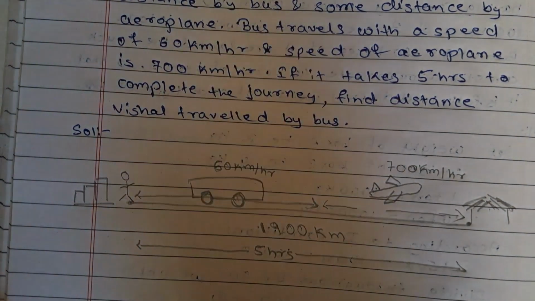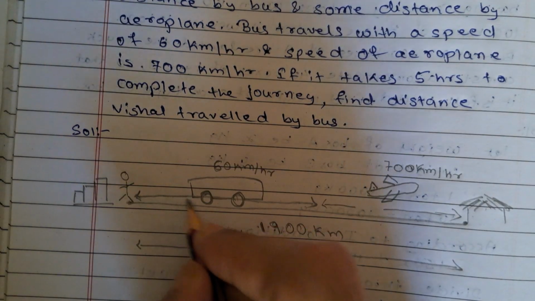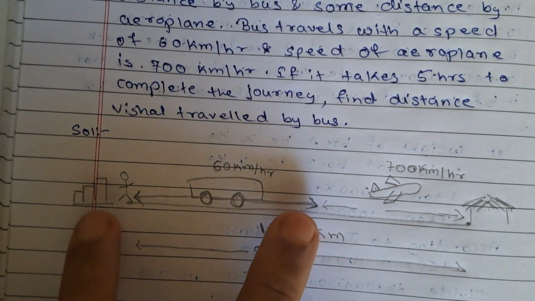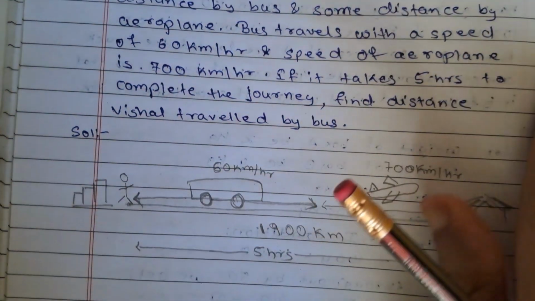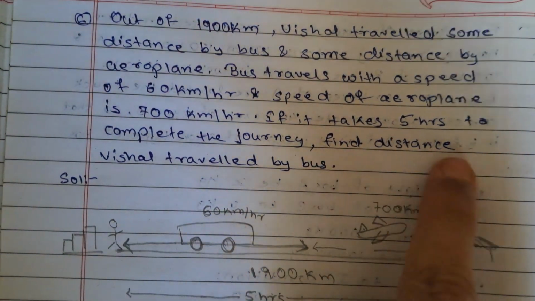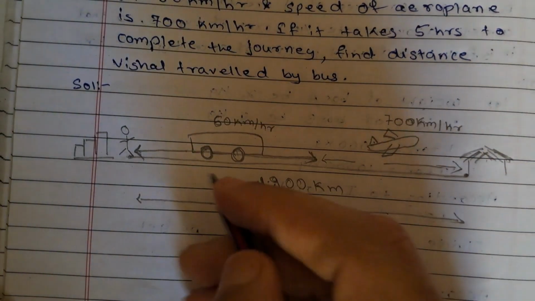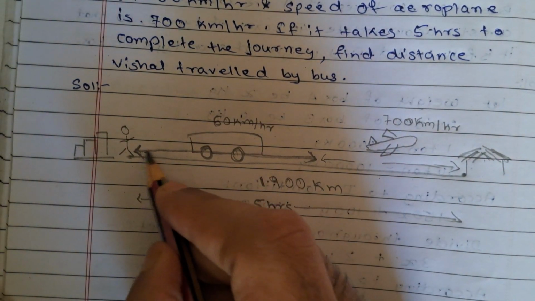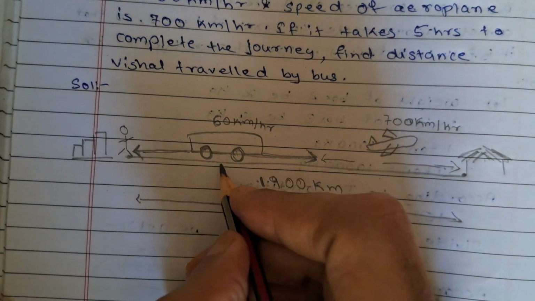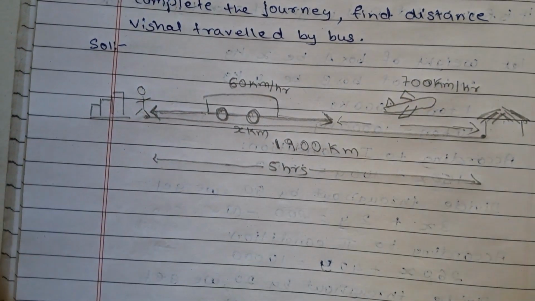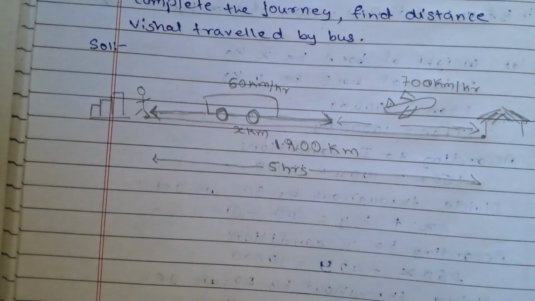Now comes the question: how much distance did Vishal travel by bus? That's it, just one thing you have to find. If you see the last line, it says find the distance Vishal traveled by bus. So looking at this, obviously we will think of taking the distance he traveled by bus as x kilometer, isn't it? That will be the very first thought that might come into your mind, because that is something you need to find, right?